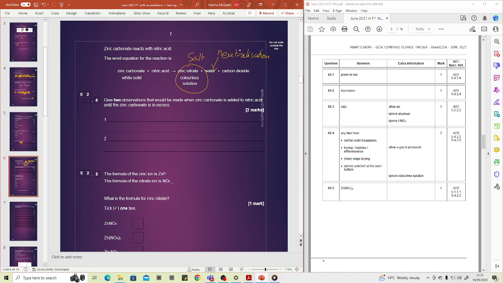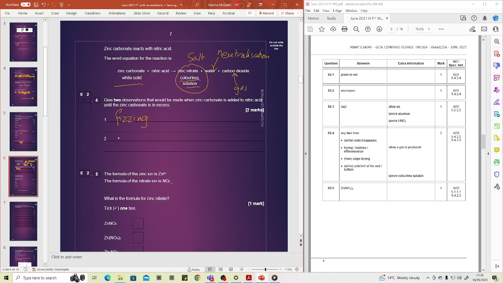Okay, and when you read the next question, you may think that they've given you the answer already in a way, because they've put white solid and colourless solution here. So 2 observations that we've made when zinc carbonate is added to nitric acid. So the first one is that we've got a gas produced here, so we can put fizzing. Gas produced is not an observation. Fizzing is an observation because it's what you see and hear. Gas produced is an explanation.